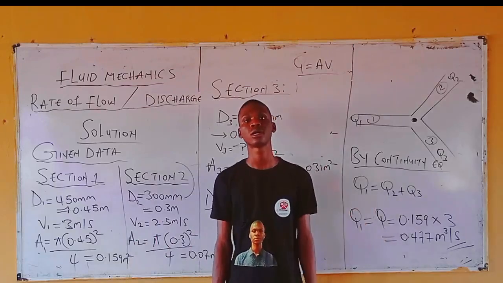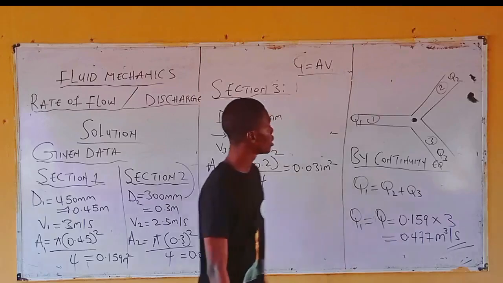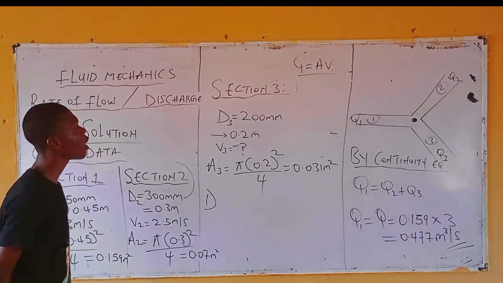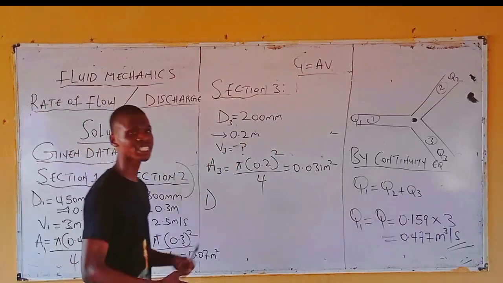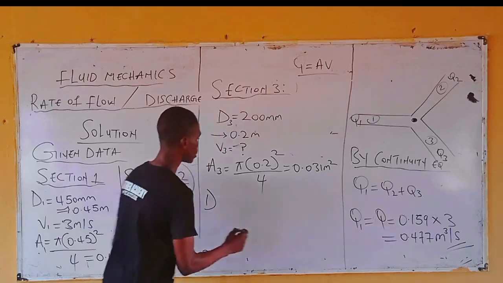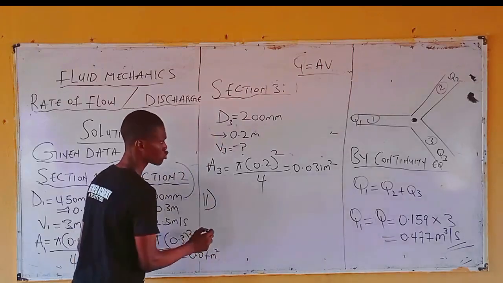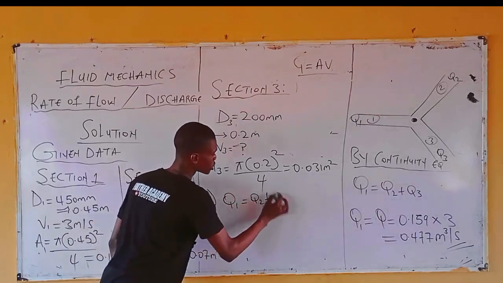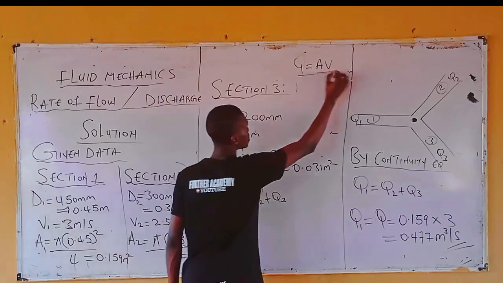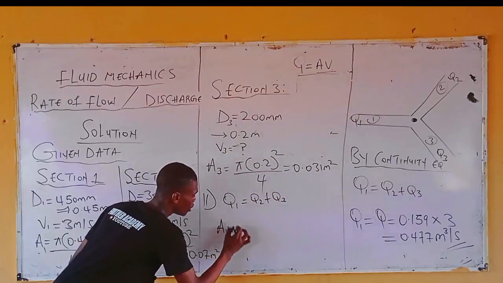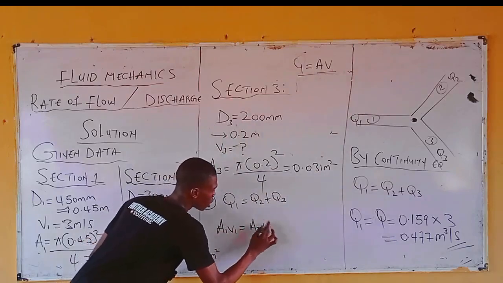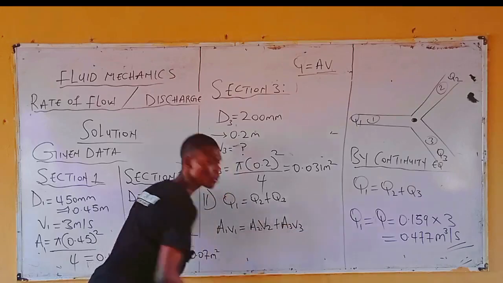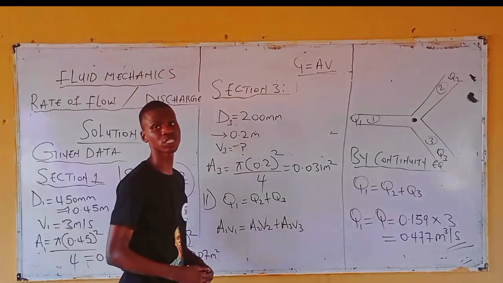Question 2 is the velocity of Q2 and Q3. The velocity of Q3, section 3, I mean. The velocity of section 3. Now, applying the continuity equation, Q1 is equal to Q2 plus Q3. Substitute this formula, meaning A1 V1 is equal to A2 V2 plus A3 V3. What are we calculating? V3. Make V3 the subject of the formula.